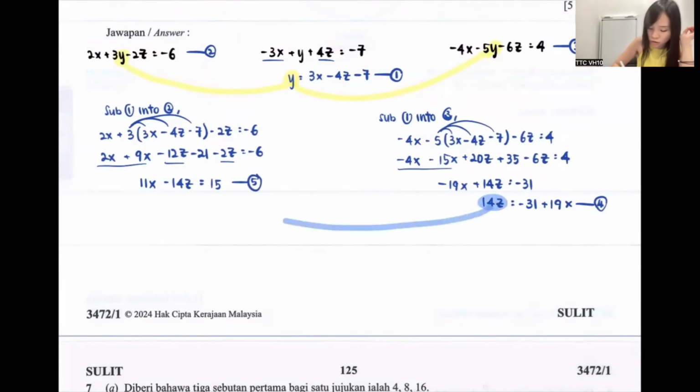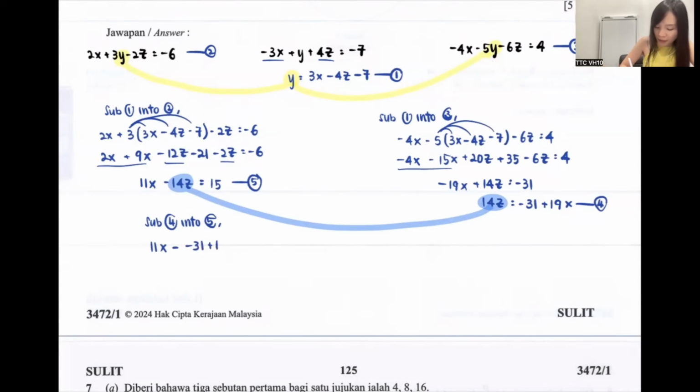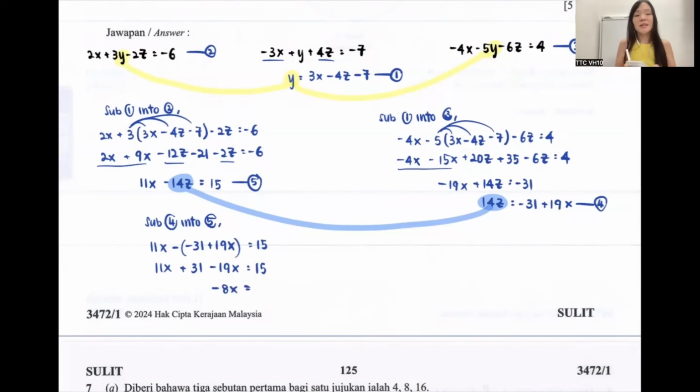Isn't it now I can sub 4 into 5. So not necessarily must be z. 14z also can sub as long as they are the same. So now guys, let me sub 4 into 5. So when I sub inside, 11x is still 11x minus, please remember, it's still a minus. Then inside will be negative 31 plus 19x. Of course, when you sub negative inside, you must put a bracket. Don't make mistakes. Equivalent to 50. Understand? So 11x minus negative 19x is 11x minus 19x, isn't it negative 8x? So 15 minus 31, I guess getting negative 16.